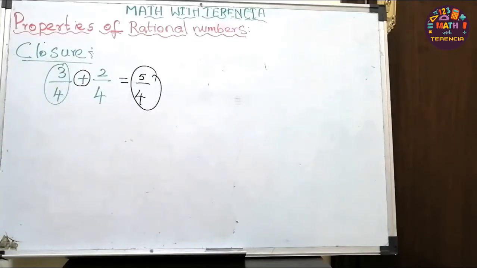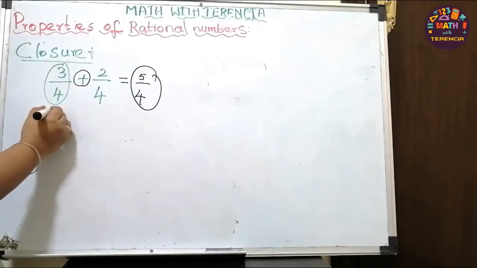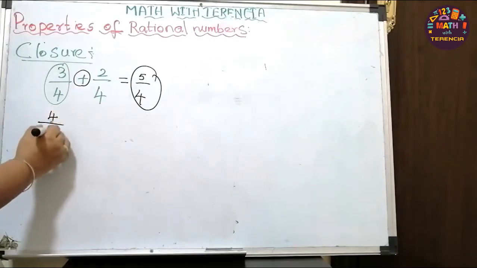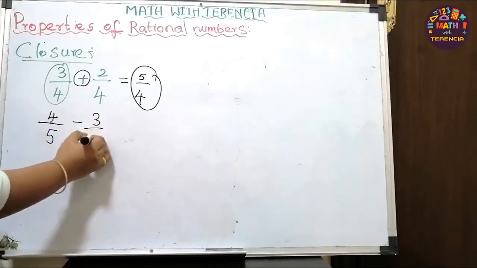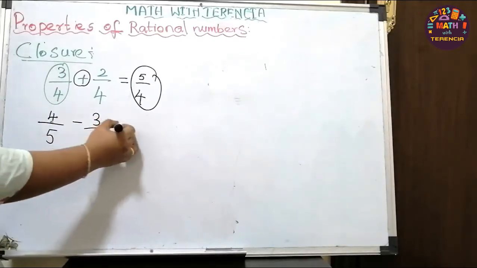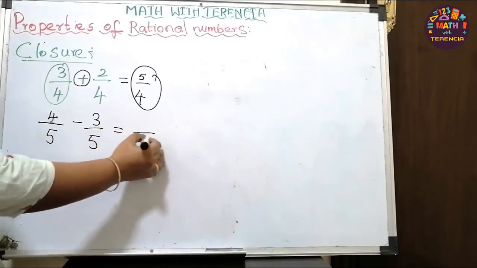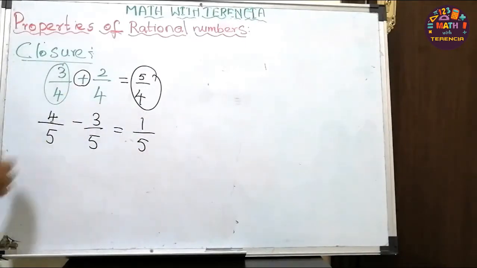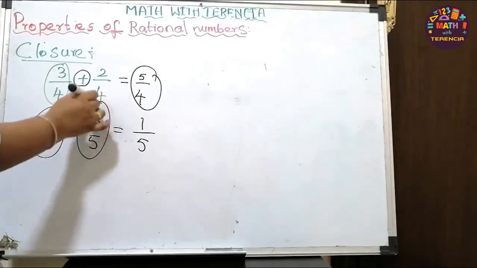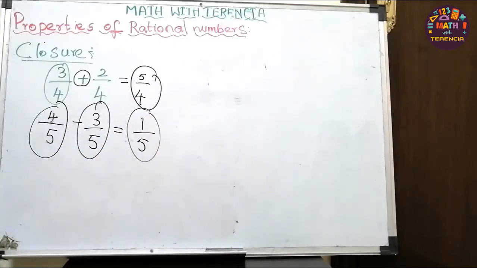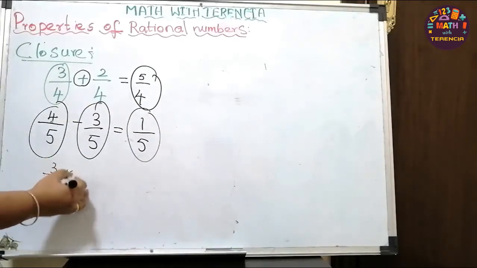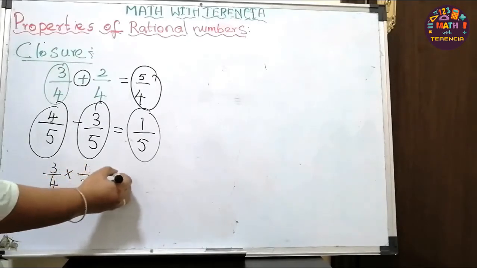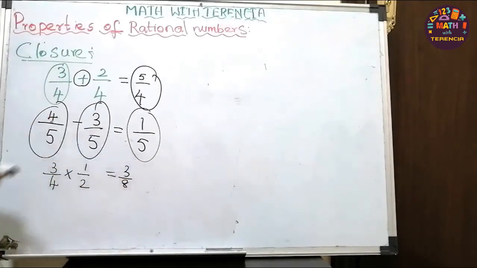Now let's see for subtraction. 4 by 5 minus 3 by 5. What will I get? It's 5. 4 minus 3 is 1. So this is a rational number, this is a rational number, and the answer I got is also a rational number. Now let's check for multiplication. 3 by 4 multiplied by 1 by 2. The answer is 3 by 8. So all the 3 are rational numbers.